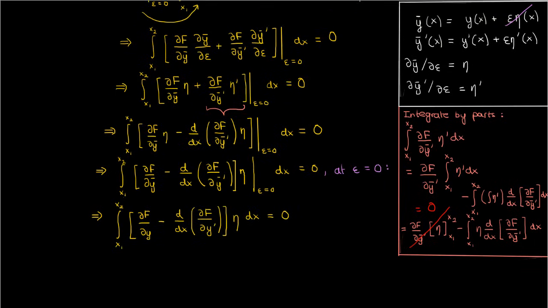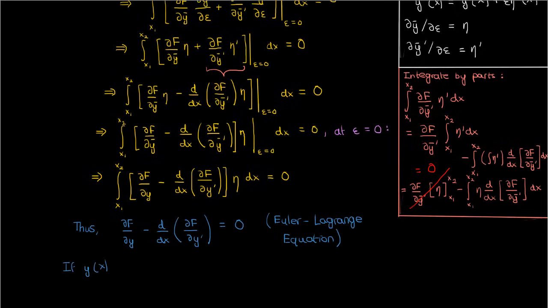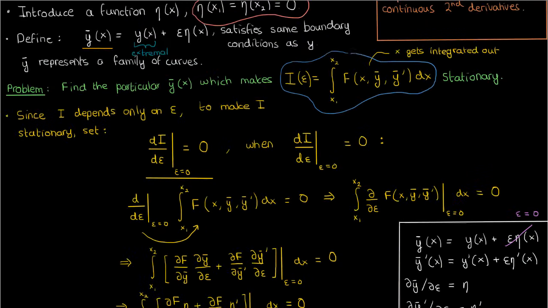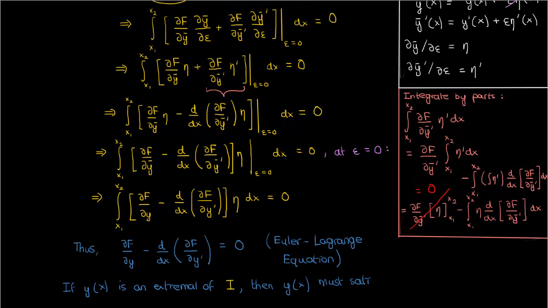And because eta is an arbitrary function, the only way this integral is guaranteed to be 0 is if partial f partial y minus the derivative with respect to x of partial f partial y prime is 0. And this equation is called the Euler-Lagrange equation. What it means is that if y of x is an extremal of the functional given by I up here, then y of x must satisfy this differential equation, this Euler-Lagrange equation.